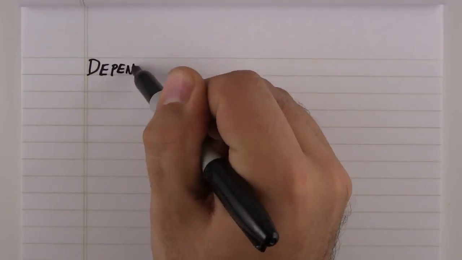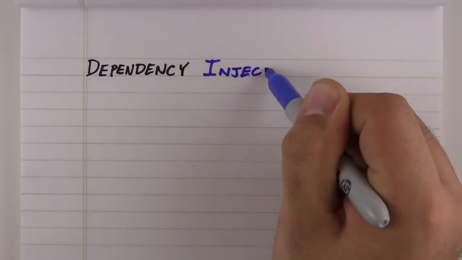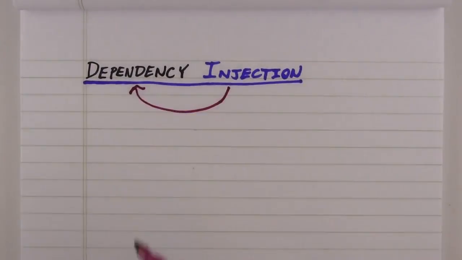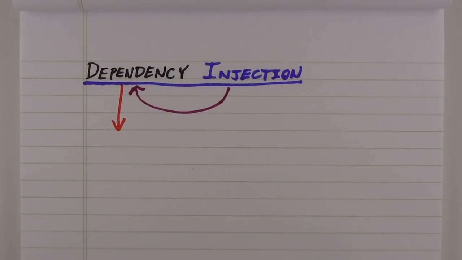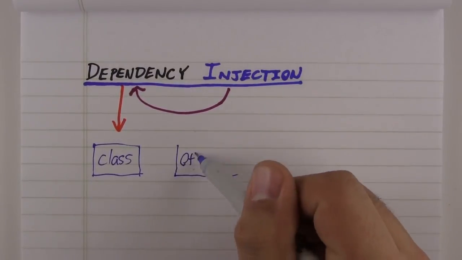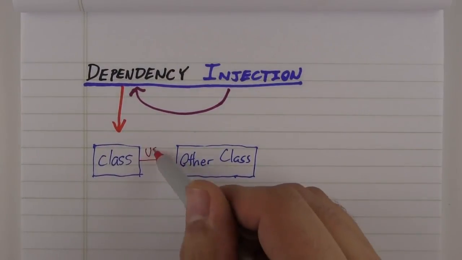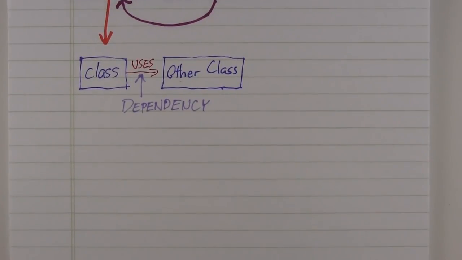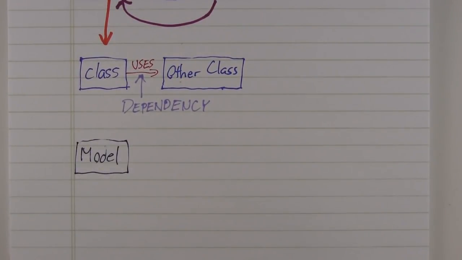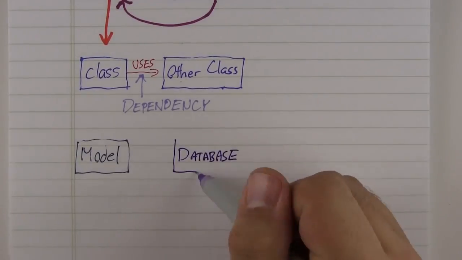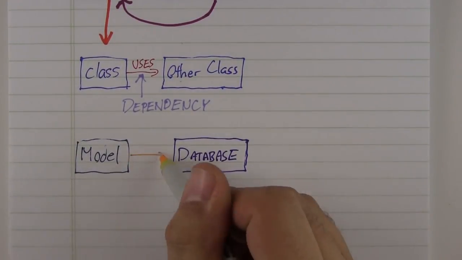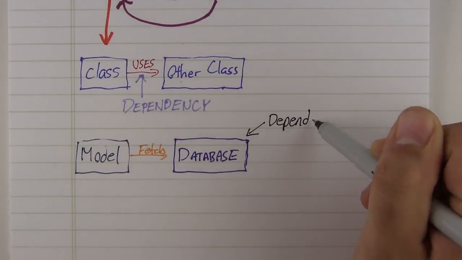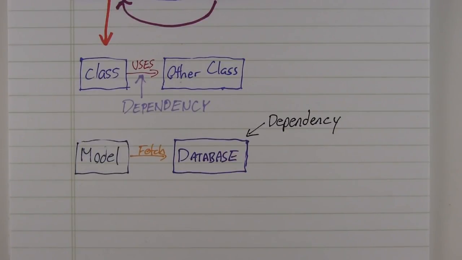What is dependency injection? Well, the literal meaning is to inject dependencies. So let's start by defining what a dependency is. A dependency is just another object that your class needs to function. So if you have a model class that fetches data from a database object, we can say that your model class has a dependency of that database object.